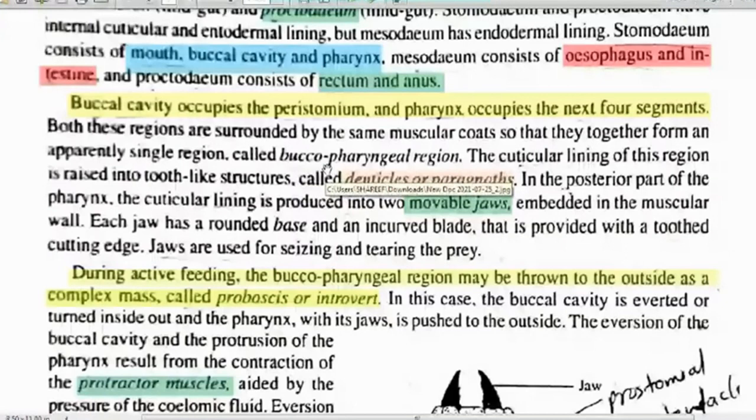The cuticular lining of this region is raised into tooth-like structures called denticles or paragnathus. The cuticle in this buccopharyngeal region, as mentioned earlier, the foregut has a cuticular lining. The cuticular lining in this region is thickened to form small tooth-like structures. Those structures are called denticles or paragnathus.